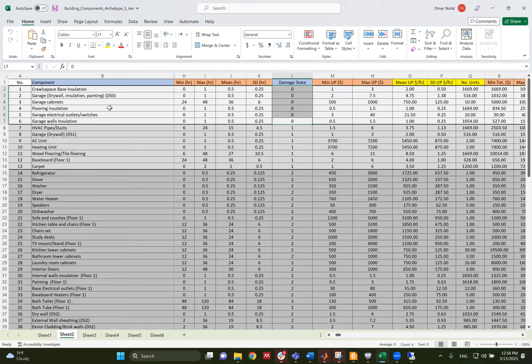Bathrooms, lower cabinet, laundry room cabinet, interior doors, internal insulation for the wall, painting, electrical outlets, plus all the components that might get damaged from 1 or 2 feet of water. Okay, so we get to a moderate damage state if these components are damaged.